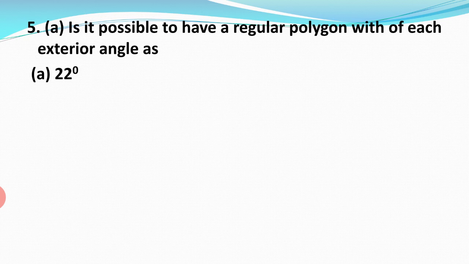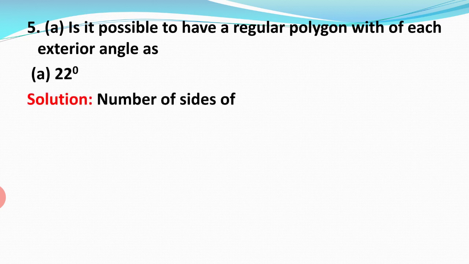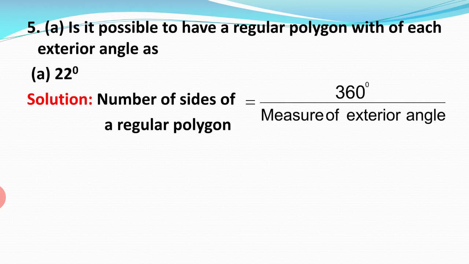Now if it is 22 degree, can we have it as exterior angle of a regular polygon? If it has to be exterior angle, it should divide 360 degree completely. We have just now seen, because number of sides will always be a positive integer. So let us check. Number of sides of the regular polygon will be 360 degree upon measure of exterior angle, which is 360 degree upon 22 degree.